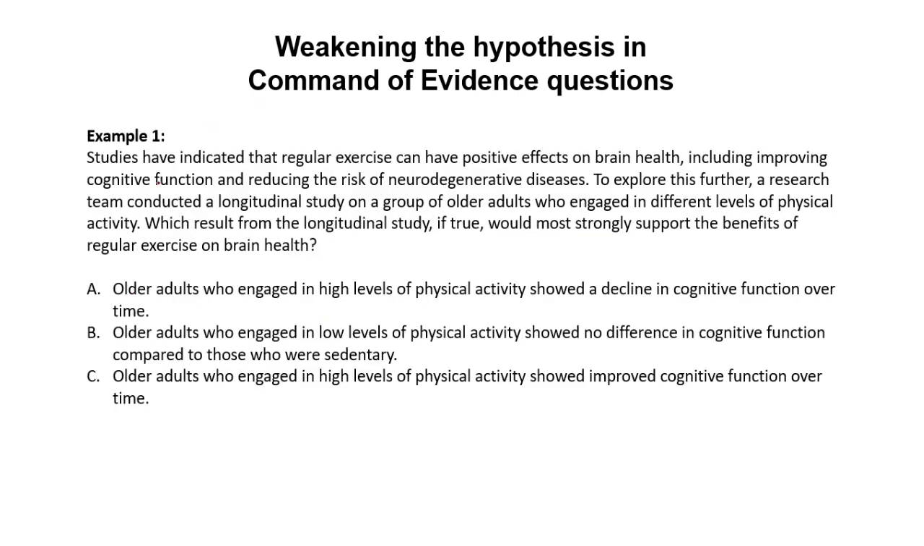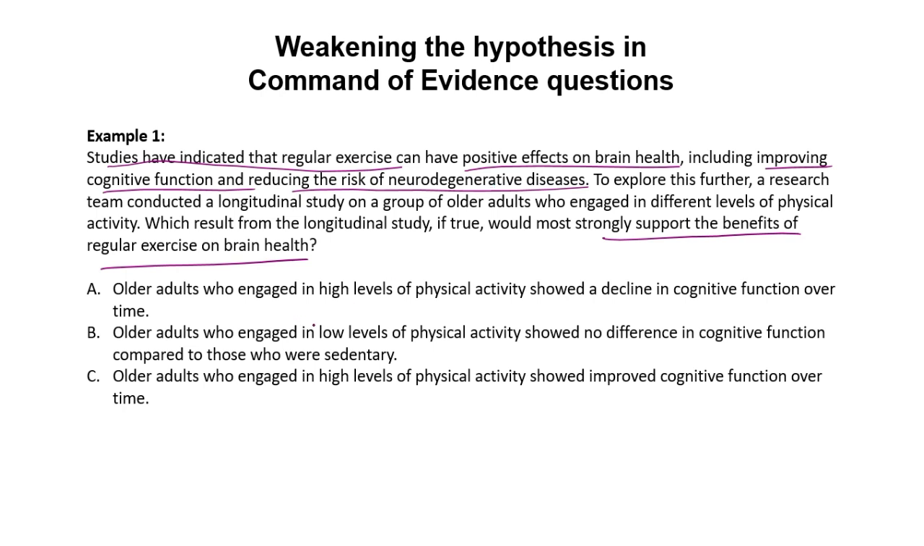So in this question, it asks which result, if true, would most strongly support the benefits of regular exercise on brain health. So the hypothesis here is that regular exercise benefits brain health, right? And what is the example that proves it? So this one indicated that regular exercise can have positive benefits on brain health, including this and this. So this is the hypothesis. This is the example that supports the hypothesis.